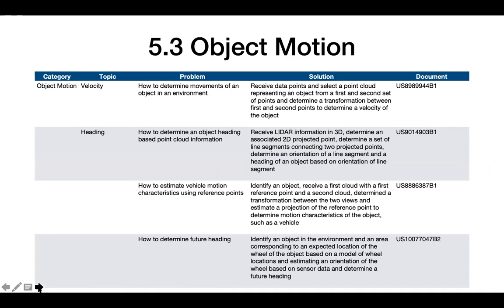Project the heading. How to estimate vehicle motion using reference points: identify the object in our first cloud with first points and in our second cloud, and then having a transformation between the two views, estimate a projection of the reference point to determine motion characteristics of the object. And the last one, how do I determine the future heading? Identify an object in the environment, an area corresponding to the expected location of the wheel of the object based on a model of wheel locations, and then estimate an orientation of the wheel based on sensor data to determine a future heading.